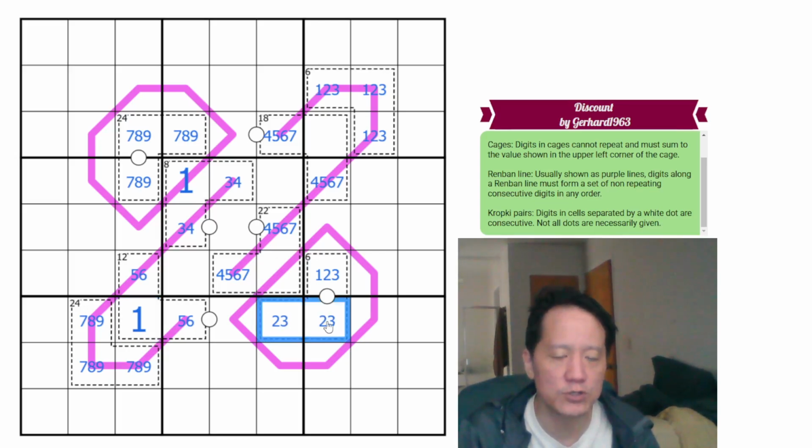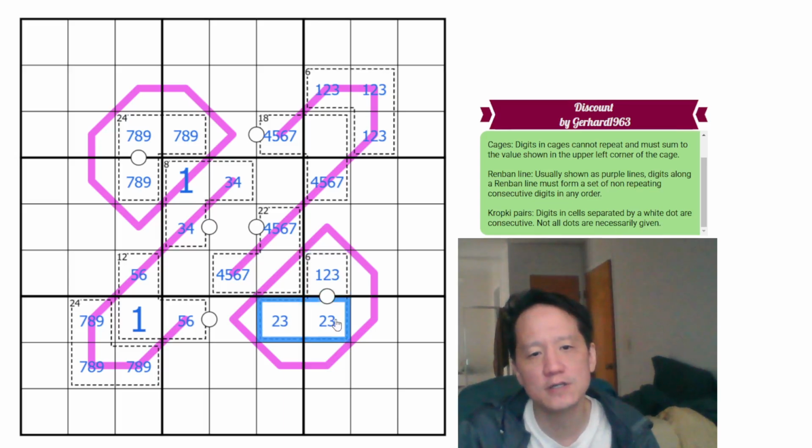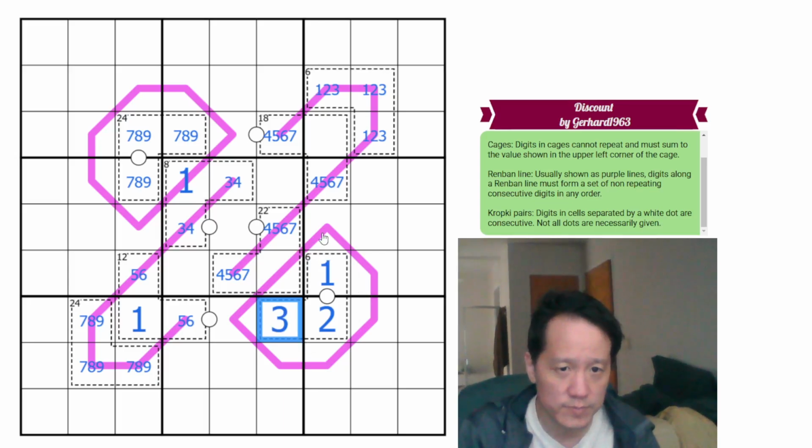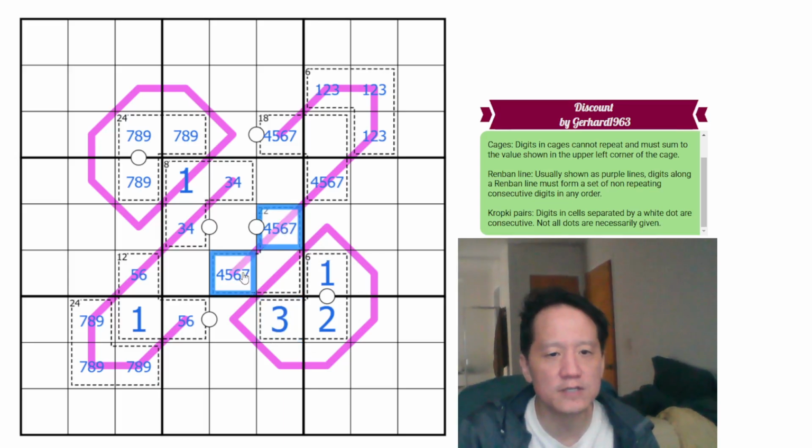Now we have a 2, 3, 2, 3 pair in this 6 value cage. So what does this have to be? It has to be a 1 because it cannot be 2 or 3. And 1 is consecutive with 2, so therefore this is 2, which makes that a 3. Again, we said this can't be 4 here.